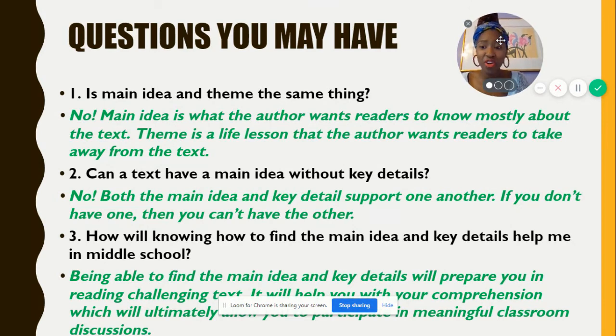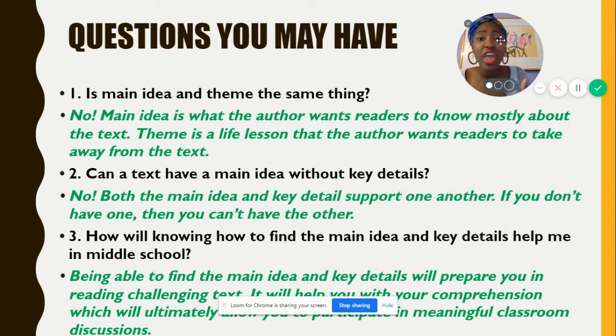All right. And third, how will knowing how to find the main idea and key details help me in middle school? Awesome question. If you know how to find the main idea and key details in middle school, number one, you're going to be able to read much more challenging text. And when you're able to read challenging text, let me give you a secret: the stories are way better. They're more interesting. They have more drama.